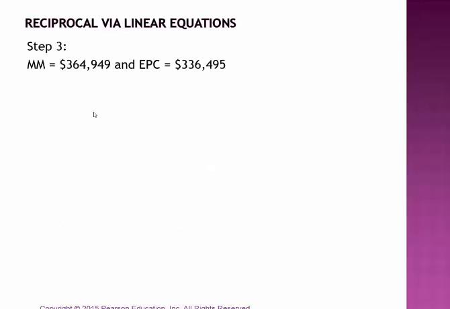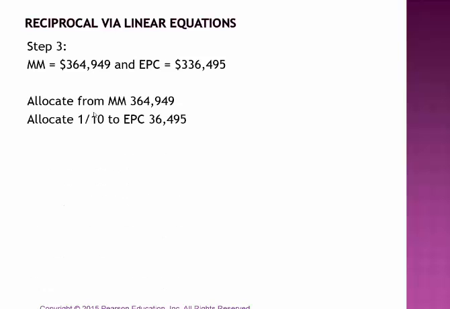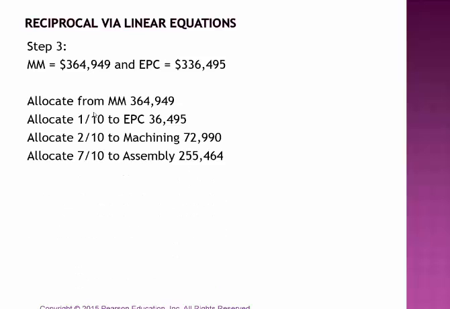Alright, so here's step 3. We've got 364,949 that we're going to allocate out of materials management based on the original percentages. 1/10 of it goes to EPC, so we're going to put 36,495 into EPC. 2/10 is going to go over to machining, and 7/10 is going to go over to assembly. Again, those were the original 10, 20, and 70%. Therefore, 364,949 is allocated out of MM when originally budgeted was only 264.